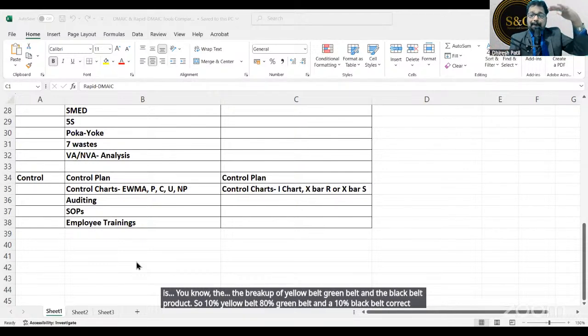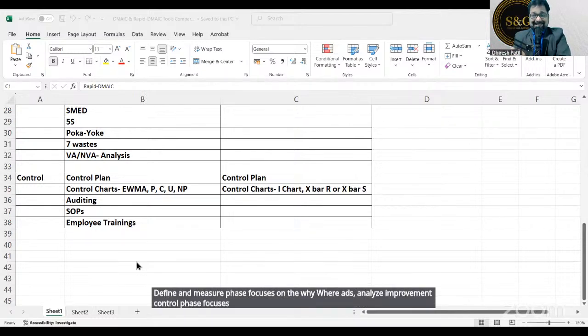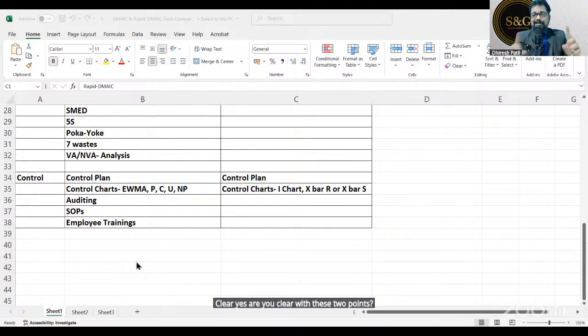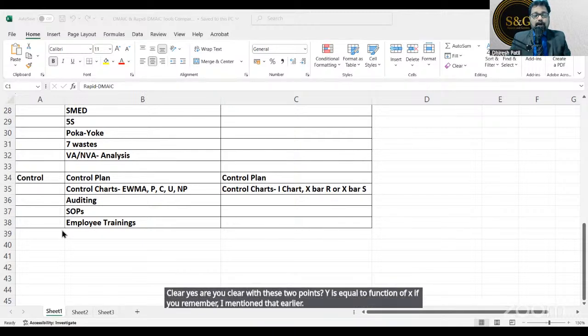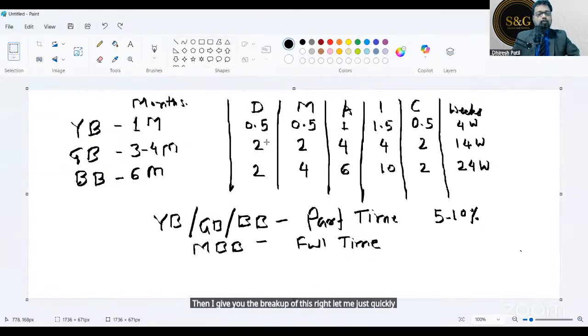Then we have seen the breakup of DMAIC, this entire method, Y equals function of X. Then we have seen, right? Define and measure phases focus on the Y, whereas analyze, improve, control phases focus on the X. Clear? Yes? Are you clear with these 2 points? Y is equal to function of X. If you remember, I mentioned that earlier. Then I gave you the breakup of this, right? Let me just quickly share this screen again.